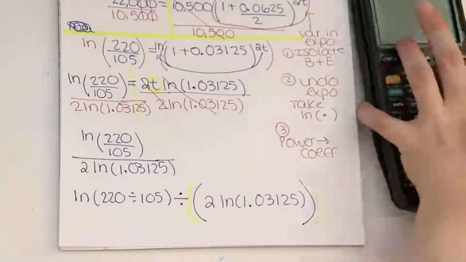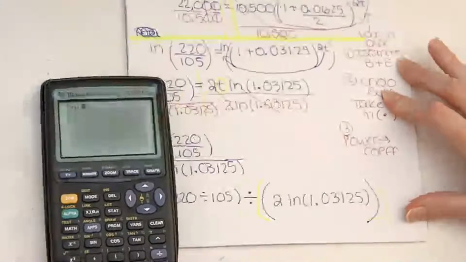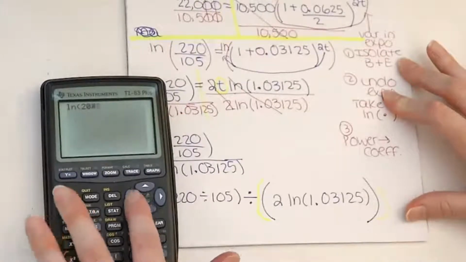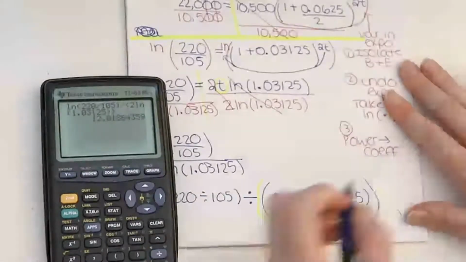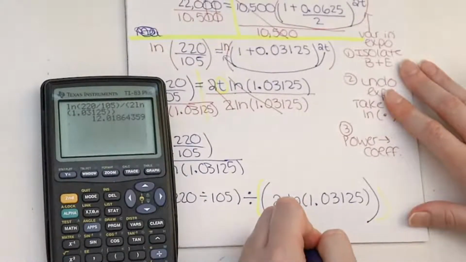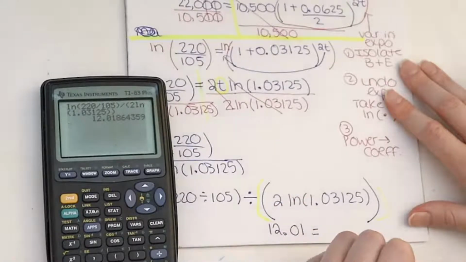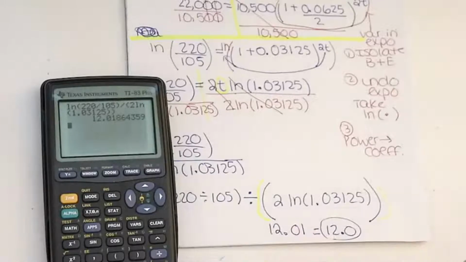And again, this parenthesis here is to show that all of that quantity is in the denominator. Okay. So it would look like this on your calculator: natural log of 2200 over 105, and then divided by parentheses 2 natural log 1.03125, close your parentheses, close it again, and that will give you 12.01, which will be rounded to 1 decimal place of 12.0.